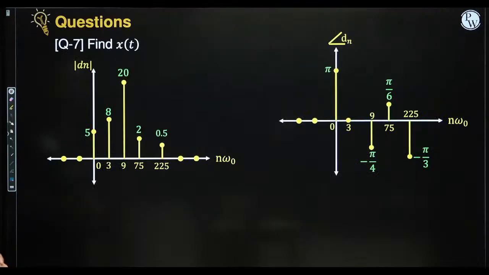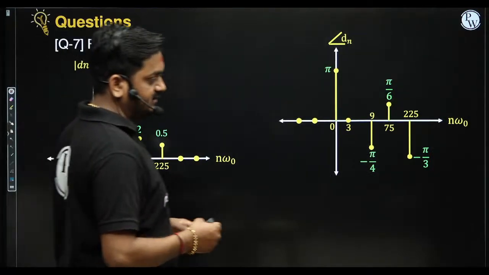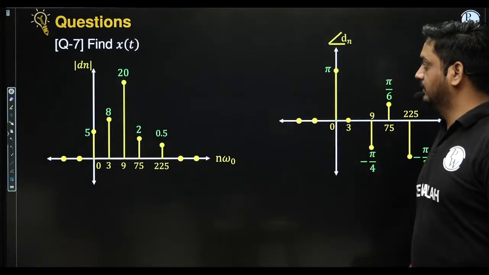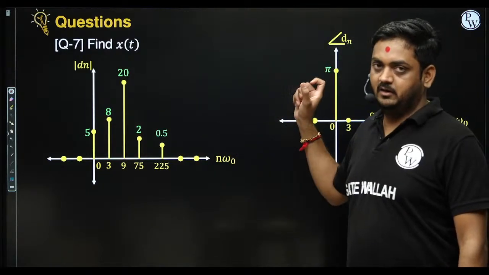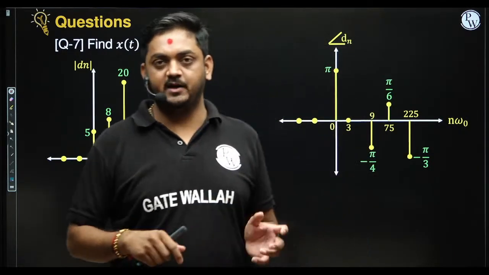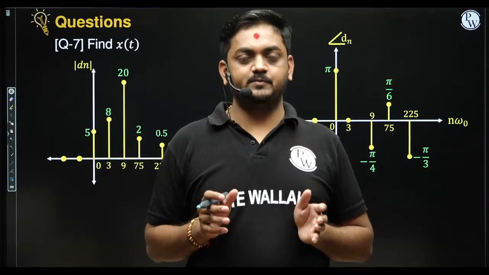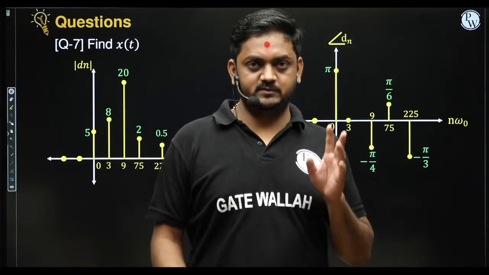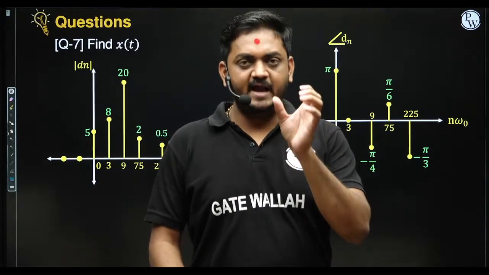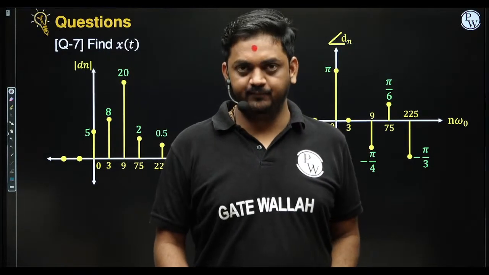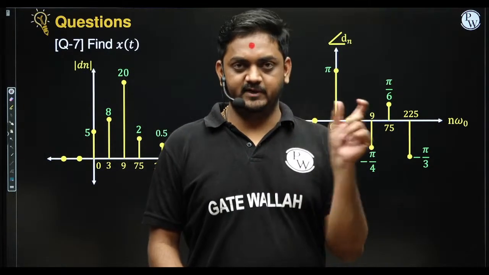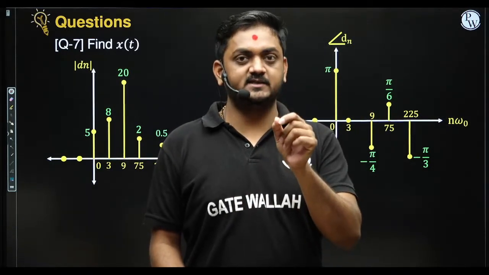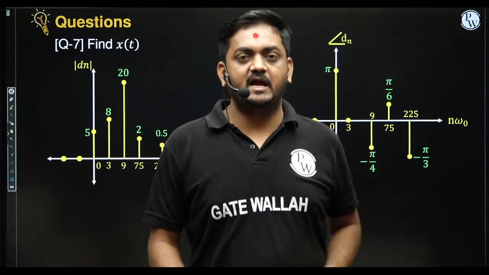Now the second variety of question. Magnitude spectrum and phase spectrum will be given, and the magnitude spectrum can be one-sided or two-sided. If a one-sided magnitude spectrum and phase spectrum are given, then use the polar form. If a two-sided magnitude spectrum and phase spectrum are given, that is Cn is given, then use the exponential Fourier series.